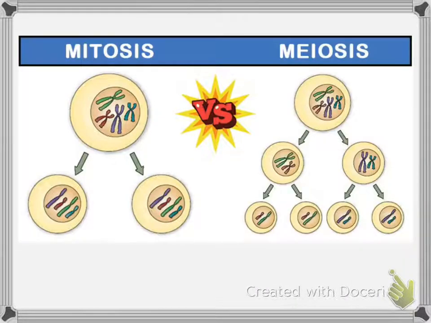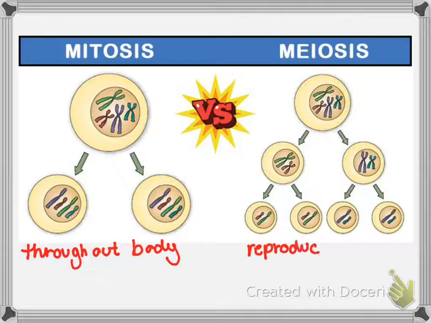So let's just review what happens in mitosis versus meiosis. All right, so mitosis. Mitosis happens throughout the body, because remember, its job is to make new body cells for growth, repair, and asexual reproduction. But meiosis only occurs in reproductive organs, specifically the ovaries and the testes in humans. Okay, so meiosis is very limited in where it can occur.